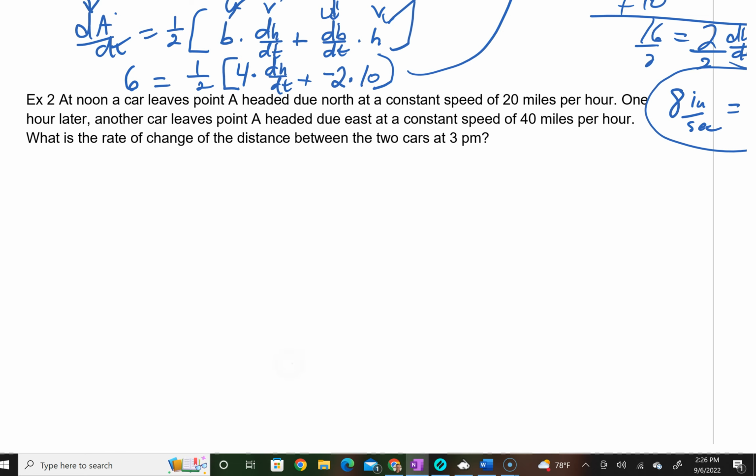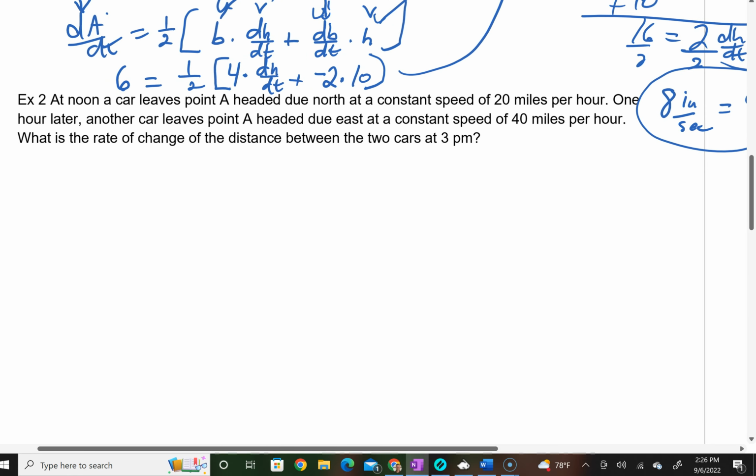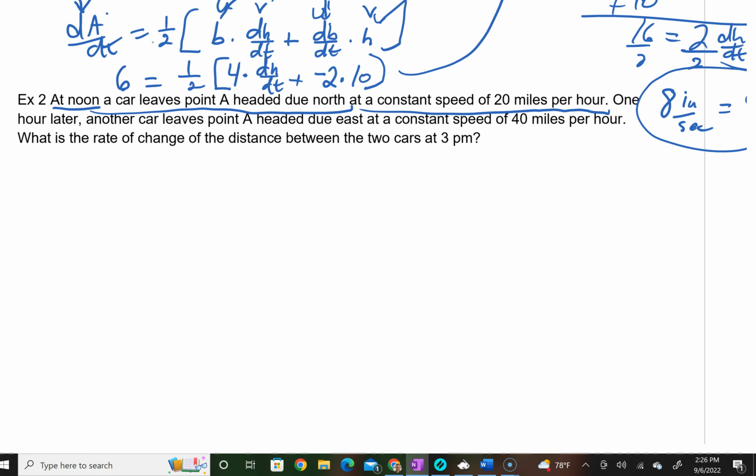Let's read example 2 together and see if we could make some sense here. It says, at noon, a car leaves point A, headed due north. It's got a constant speed of 20 miles per hour. Now, this looks like a rate, and it is. It indeed is. So, look, I'm going to start drawing a picture here. They don't give us a picture. Here's point A, and a car is going to go due north.